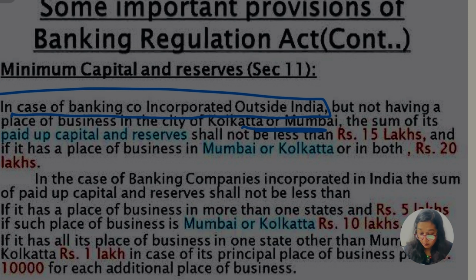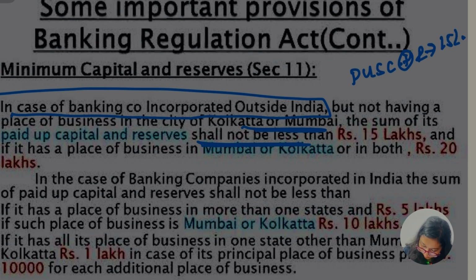So the sum of its paid up capital and reserve should not be less than 15 lakh, which means they should maintain the paid up share capital plus reserve of at least 15 lakh. First point, don't get confused. If the company is incorporated outside India and they are not having any place of business in India, specifically in the two cities, Kolkata and Mumbai, in that case the paid up share capital plus reserve to be maintained is at least 15 lakh. Don't go below 15 lakh.